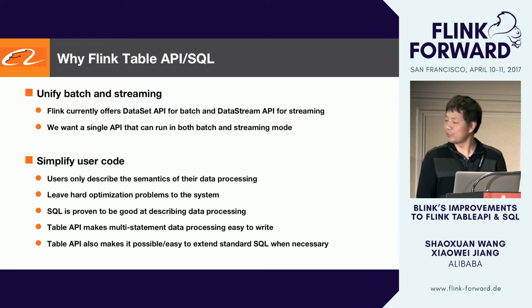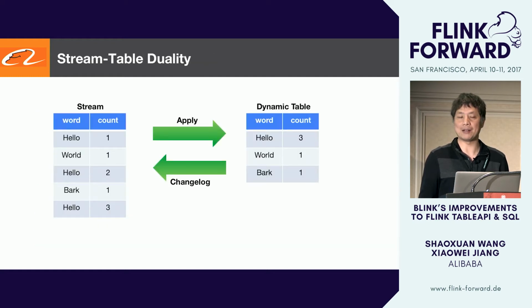So in this picture, on the left side, we show you a stream, and on the right side, we show you a dynamic table which has a compatible schema with the stream. The way to look at this is you can imagine the stream on the left side as a changelog of the dynamic table. So as you get more entries from the stream, you apply these entries as changes, as updates to the dynamic table.